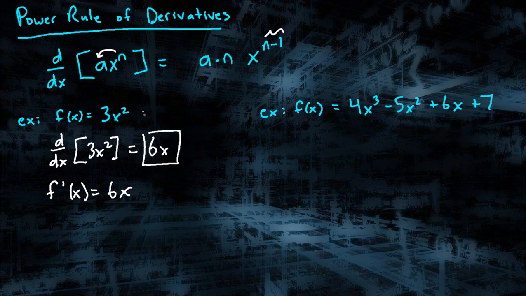And then if I wanted to evaluate, say, f prime of 7, I could put a 7 in here and get 42.